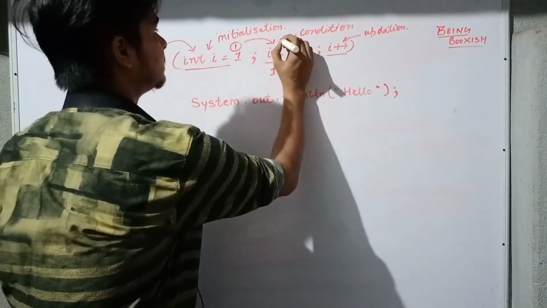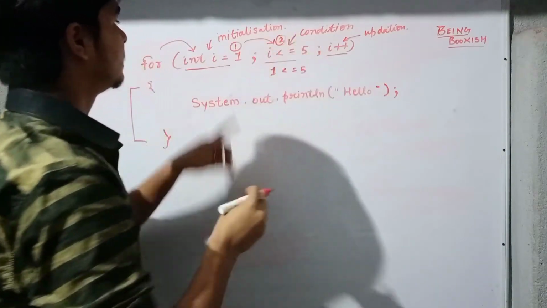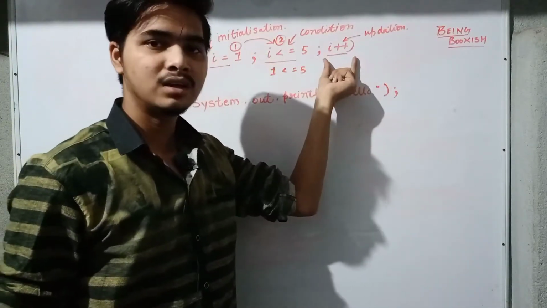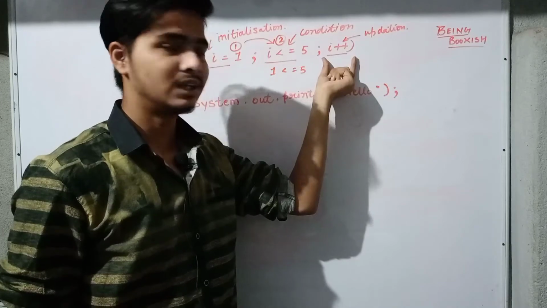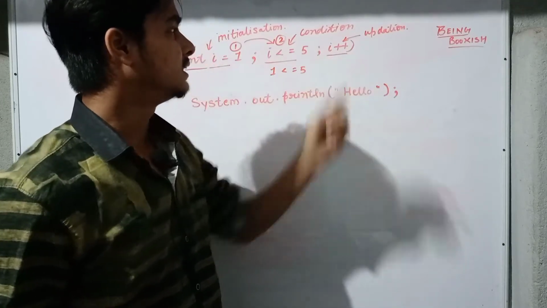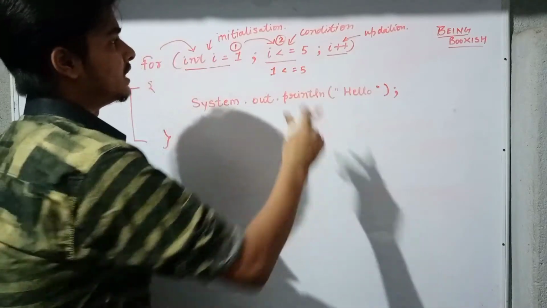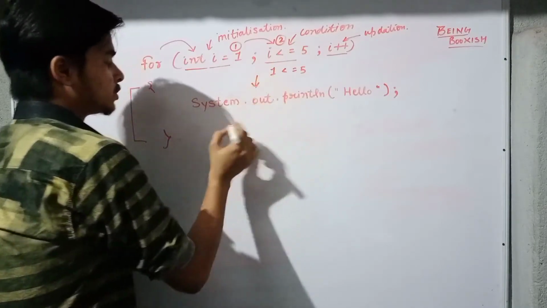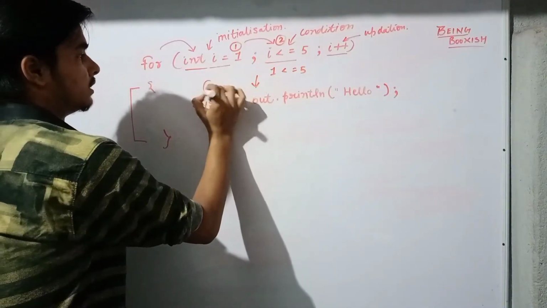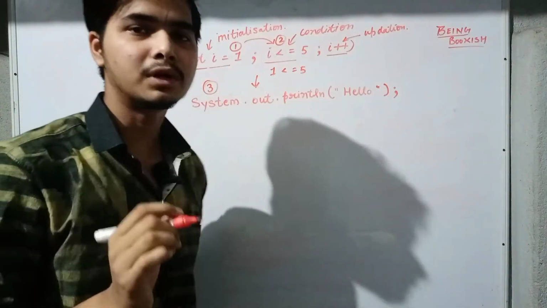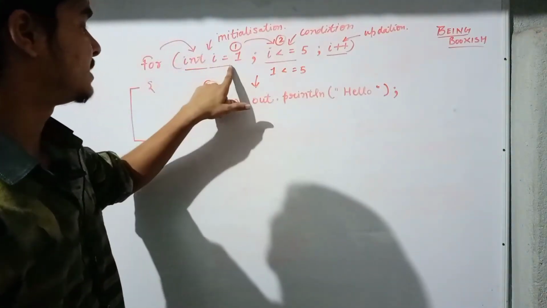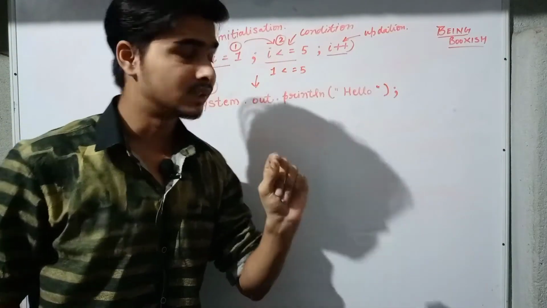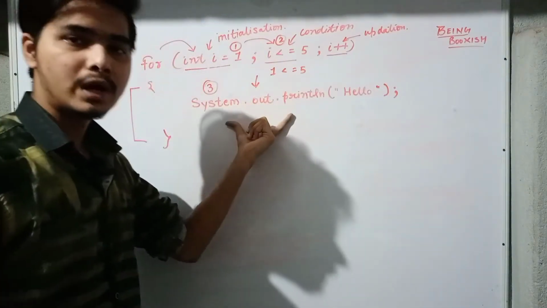Now this is the second part after the initialization. Which is the third part? Is it the updation part? No, don't get confused here thinking that is the third part. If the condition is true, the for loop will come inside the body. So the body part is the third part. It is very important to note that first is initialization, second is condition, and if the condition is true, the third part will be the body part.